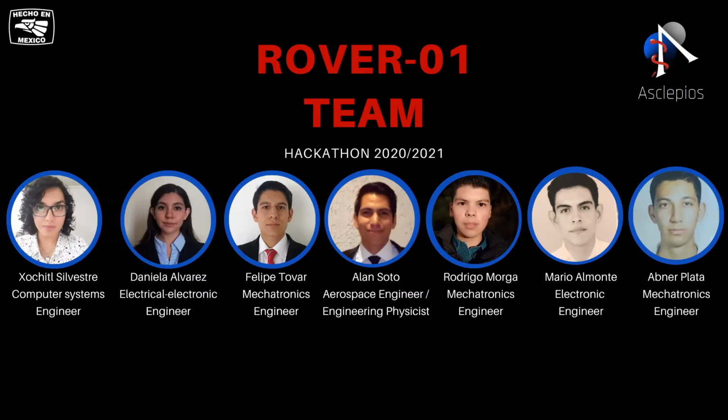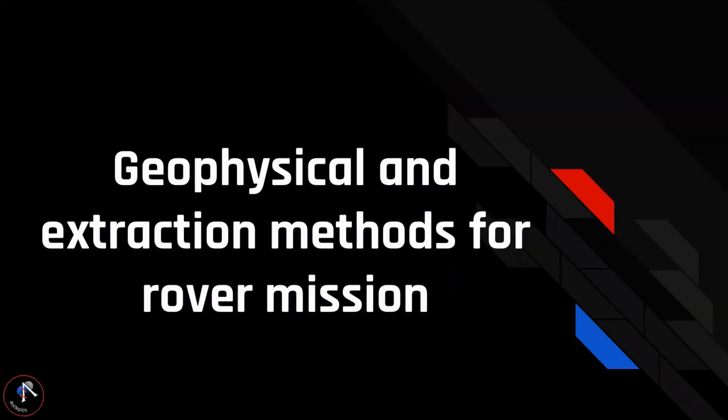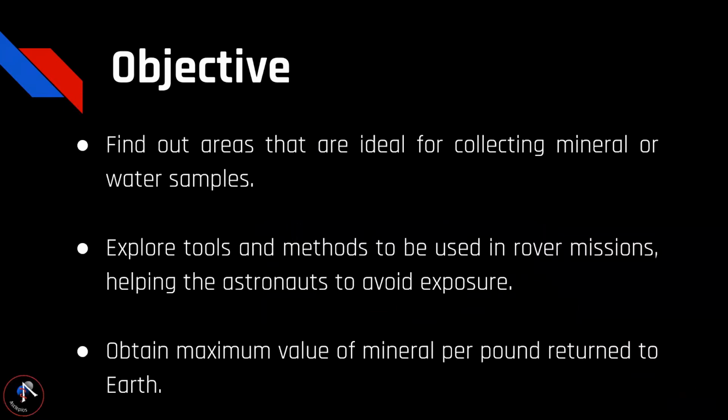The rover drill and extraction method. The proposal consists of a special model for the geophysical and extraction methods for the rover mission. When we started with the idea to explore the extraction method, our main objective was an analogous mission that has the objective of finding out areas that are possible for collecting mineral or water samples, as well as exploring tools and methods to be used in rover missions, helping to avoid the astronauts' exposure and obtain maximum value per pound to return to Earth.